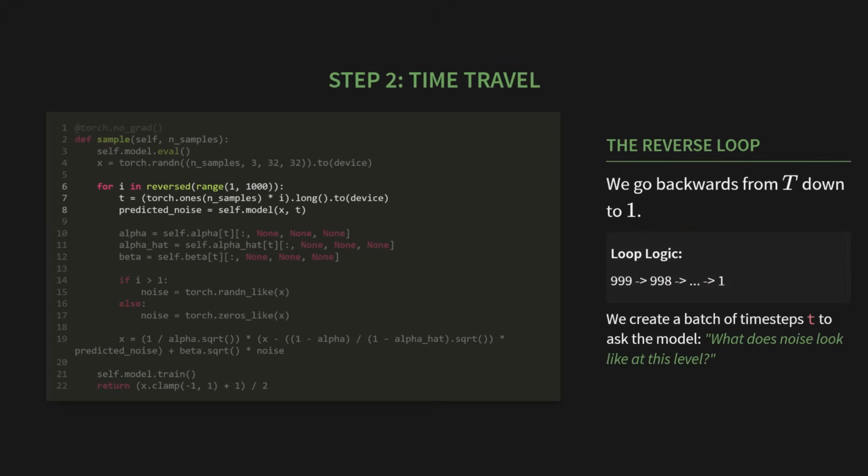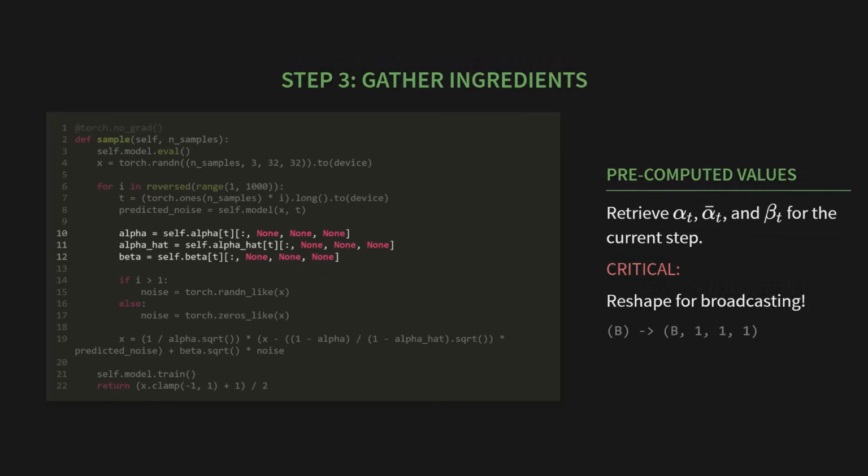Step 2. Time travel. Now for the main event, the reverse loop. Look at this line. For i in reversed range 1 to 1000. This is where we literally travel backwards in time. We're starting at step 999, then going to 998, all the way down to 1. Inside the loop, we create t, a tensor of the current time step i. We're essentially preparing a question for our model for every single image in the batch. The question is, hey UNet, for this image, at this specific time, what does the noise look like?